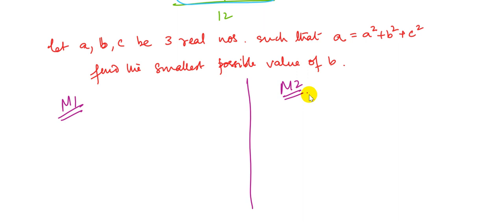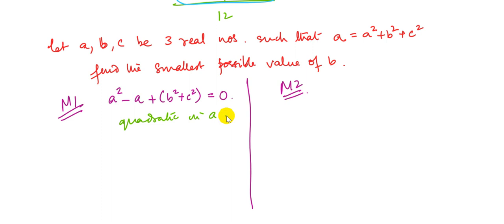By looking at the problem, you can see that there are three squares and an a. So I can write this in the form of a quadratic. And what is that quadratic? A square minus a plus b square plus c square equal to 0. This is a quadratic in A.